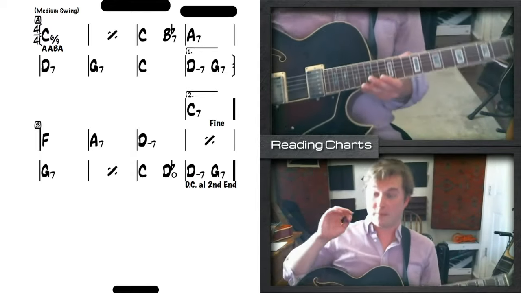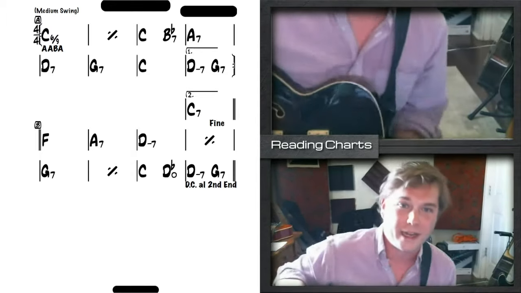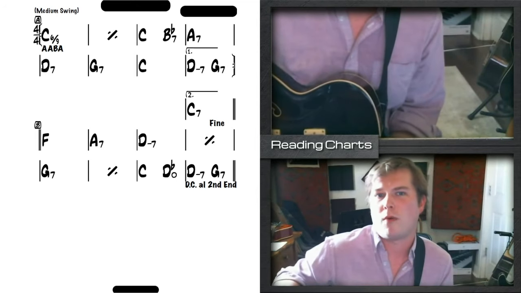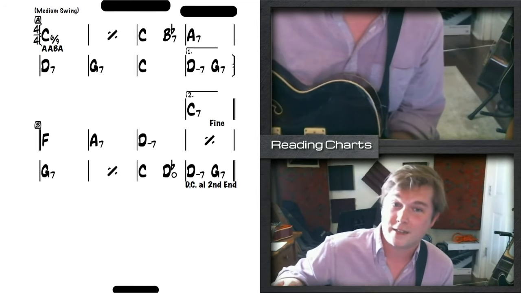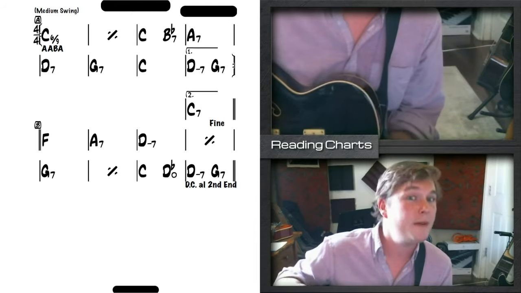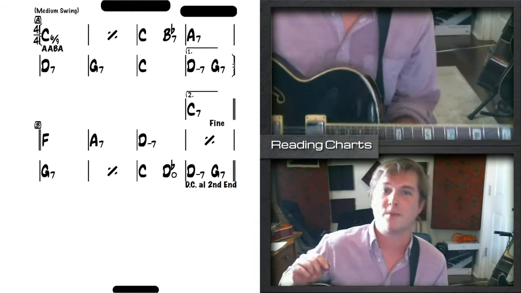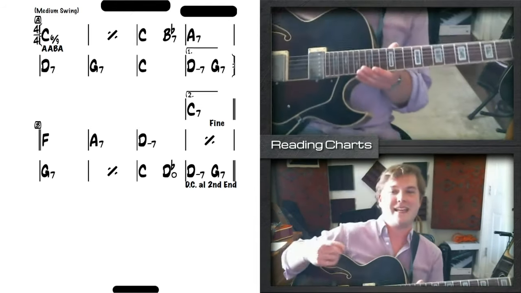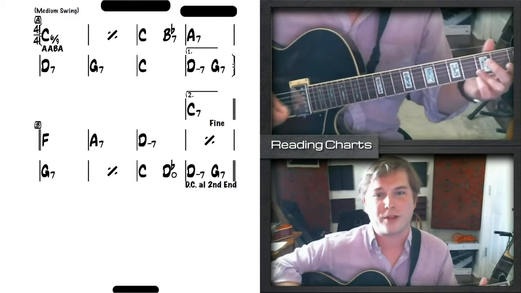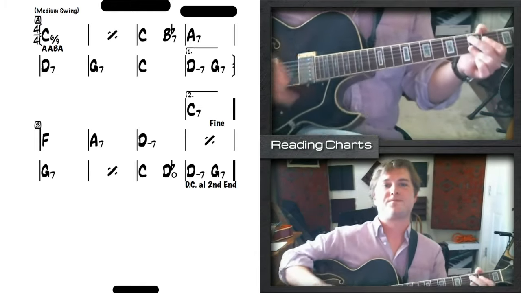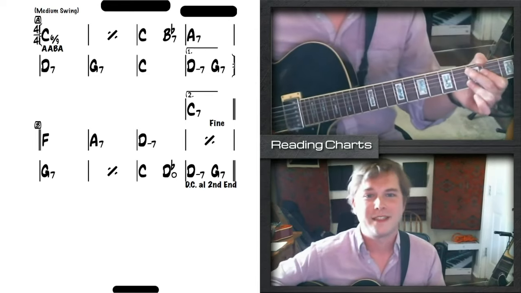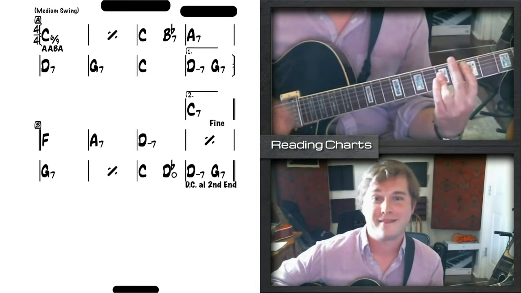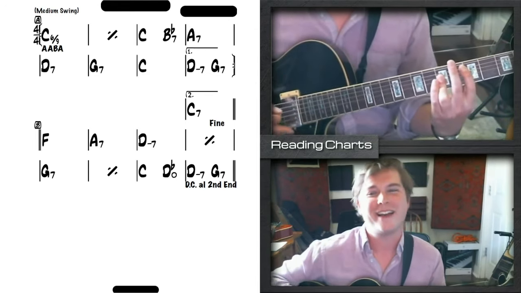Now, like I said from the get-go, C. It's like, well, why doesn't it say C6 or C major 7th, right? This is a medium swing tune, though. So that's important to know. You don't just have to play C. And like I said, if you start with a C6-9, it just sounds kind of funny, you know?